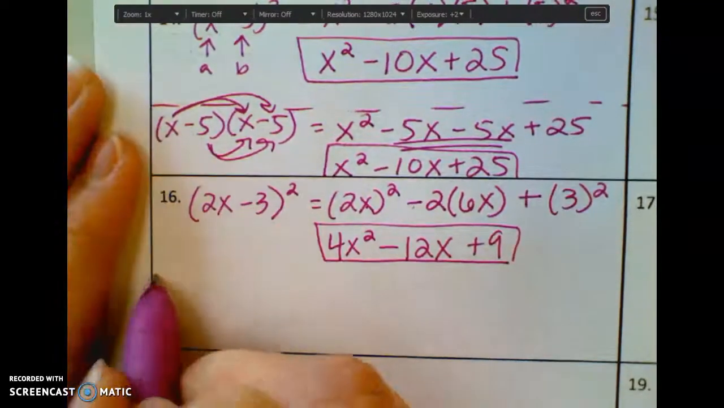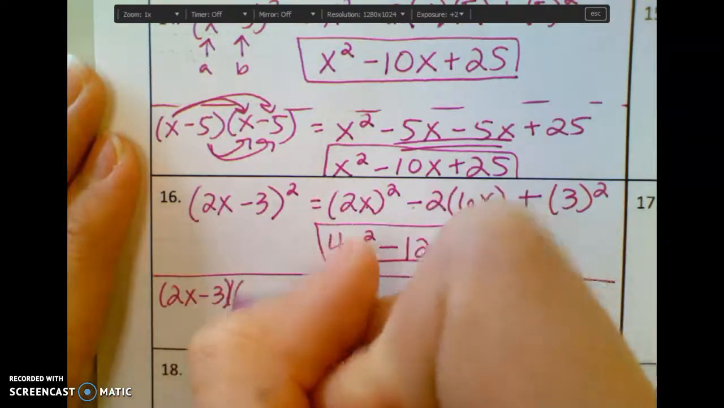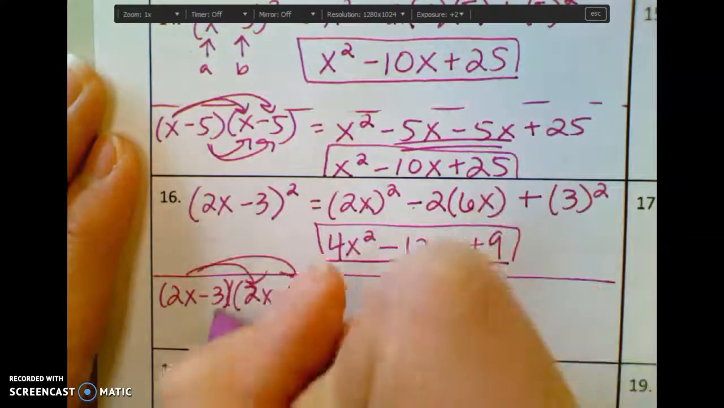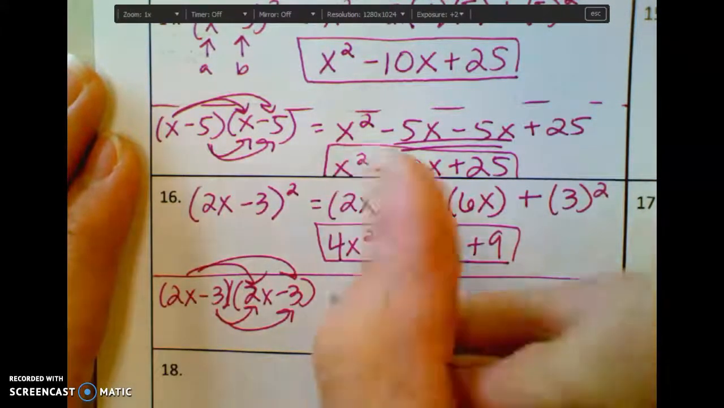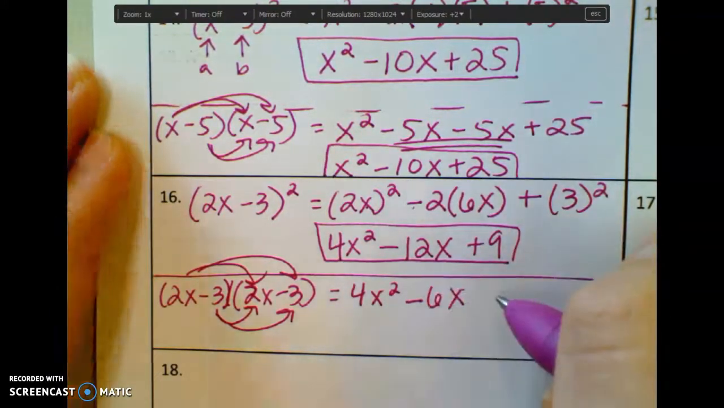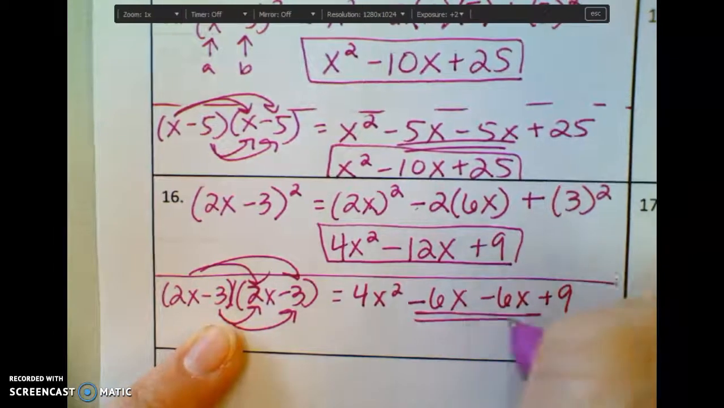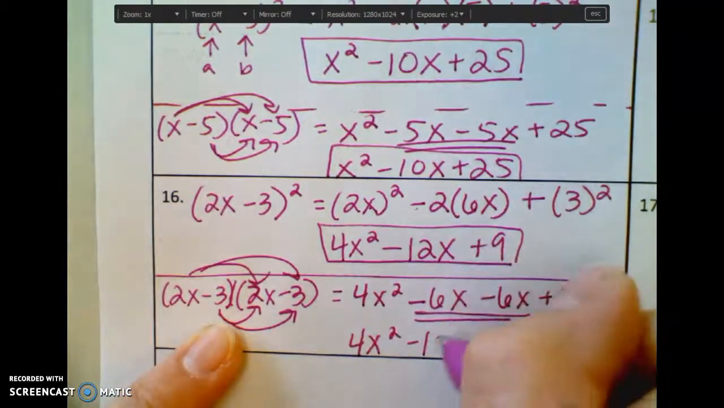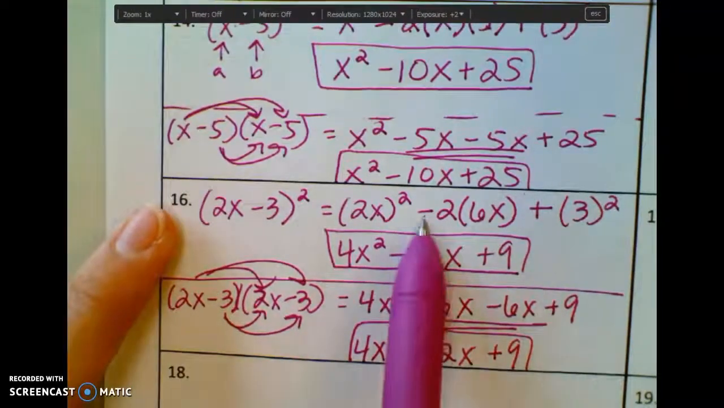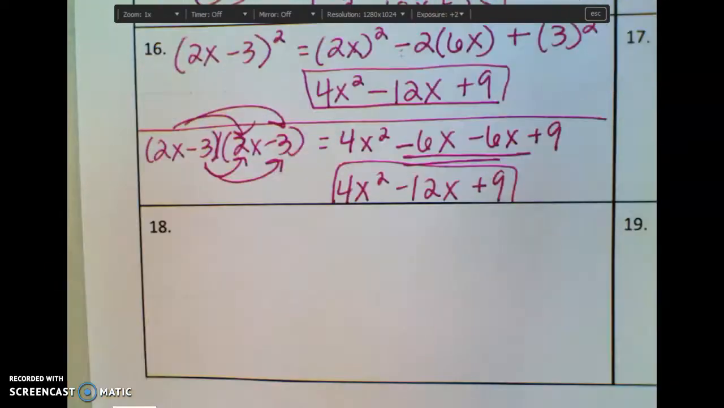Again, if you decide not to do the rule, then you can do 2x minus 3 times 2x minus 3 and distribute and distribute. So then that would give us 4x squared minus 6x and then negative 6x plus 9. Combine your like terms. Same answer, okay? If you did this top one, you don't have to write this one down because you know the rule. Try one more of these.